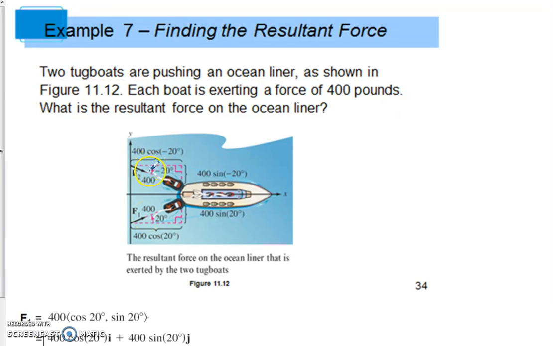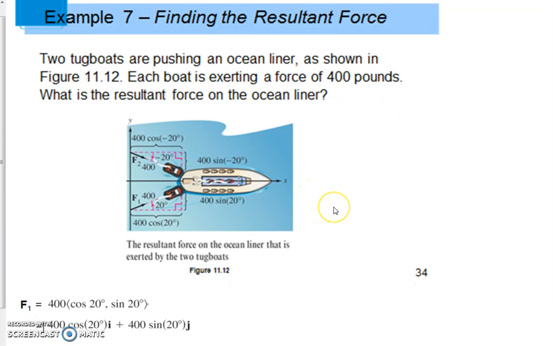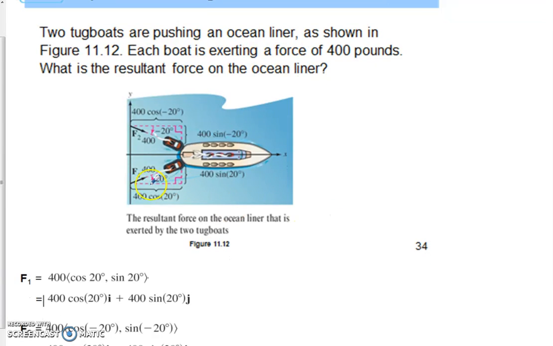And up here you can see that would be a negative 20-degree angle from the horizontal, because we talk about measuring that angle from the x-axis. So force 1 of this tugboat down here is simply 400, the magnitude or the amount of force, times the direction it's going at, which is 20 degrees from horizontal. And so it's cosine of 20 degrees, sine of 20 degrees that would give me F1.